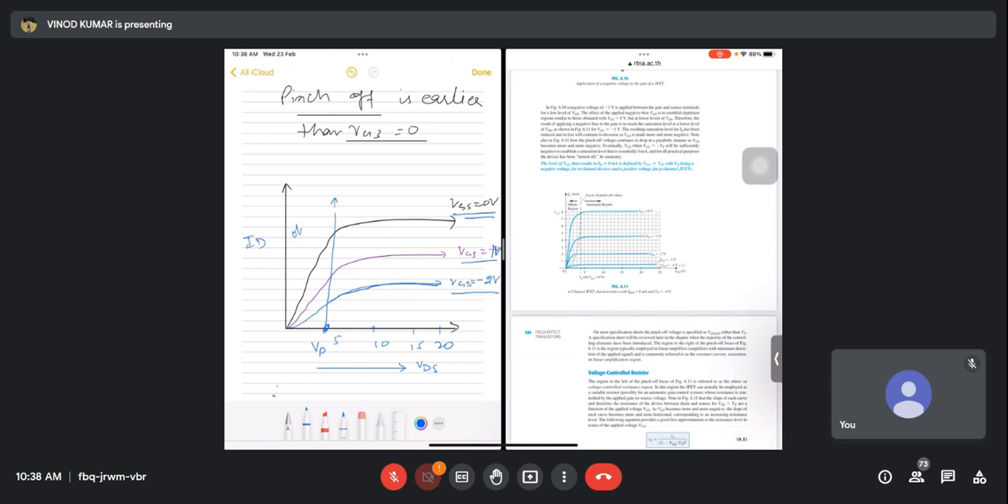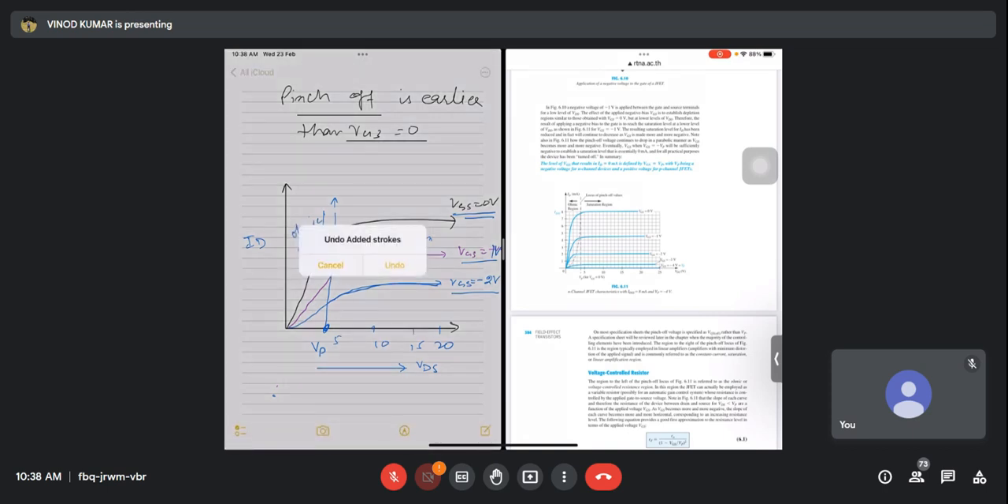This is ohmic, linear or active region. तीन नाम है. Ohmic means resistance type behavior है basically. That's why ohmic. This is saturation. Understand this point?